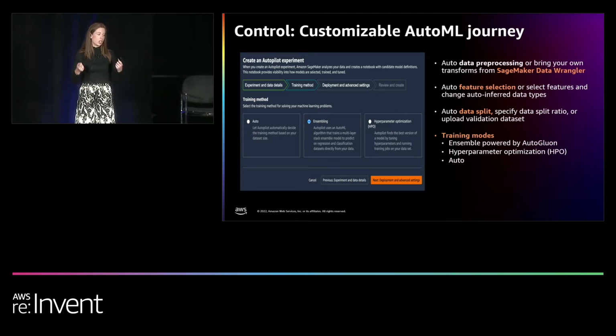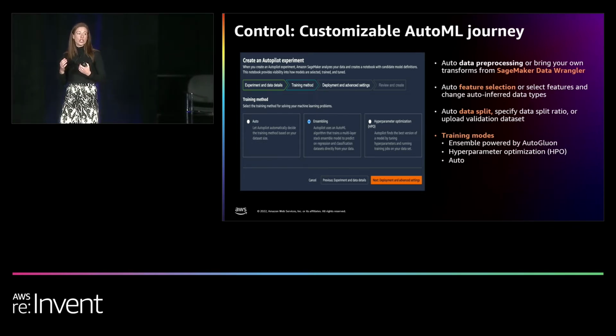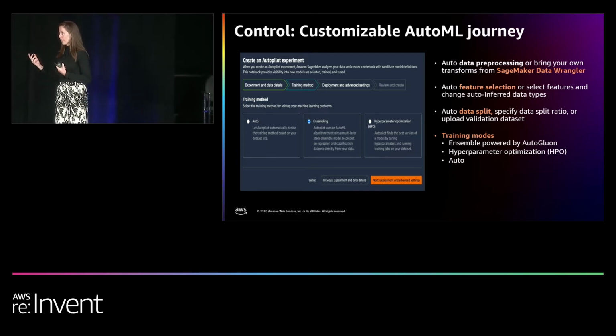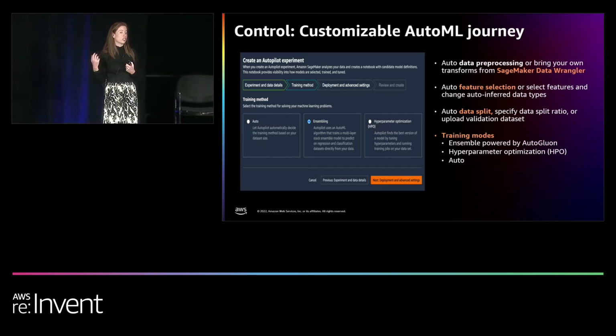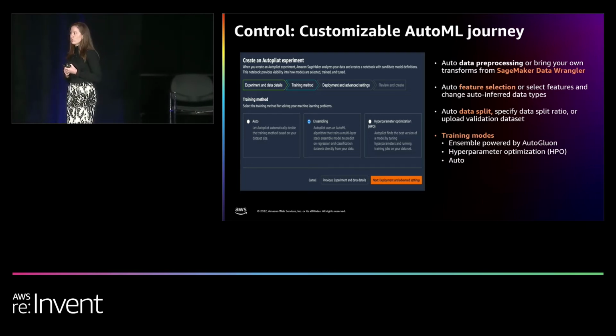So if you were to leave it to Autopilot, it would automatically use Ensemble for smaller data sets less than 100 megabytes and HPO for data sets larger than 100 megabytes. There's also a slight difference. Ensemble has 8 algorithms that it uses across its trials, whereas HPO has 3. So there is a bit of a difference in the algorithm diversity used in the trials across these different training modes.